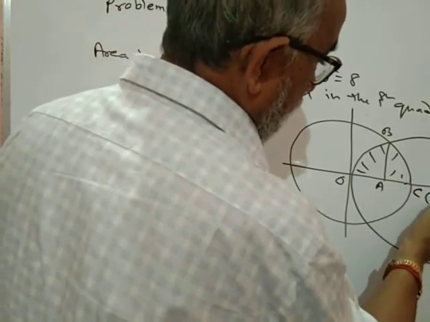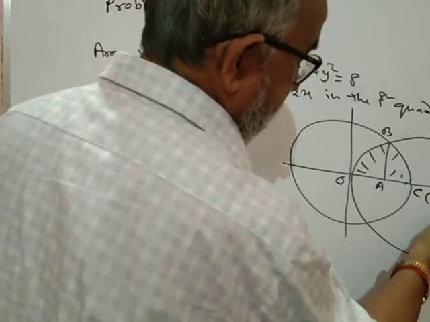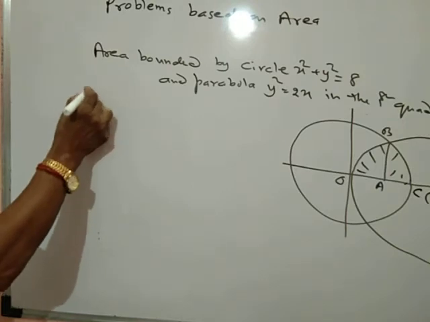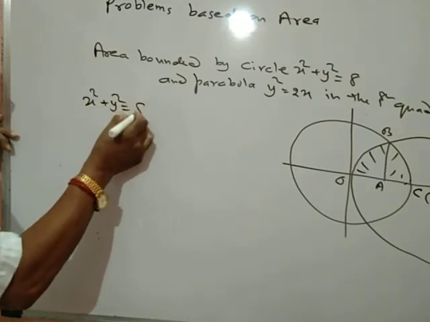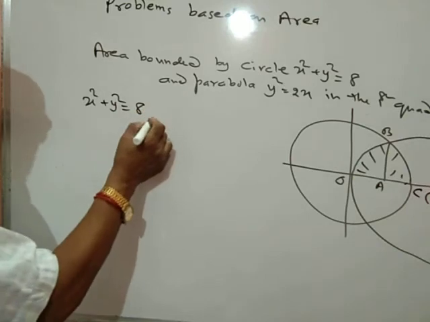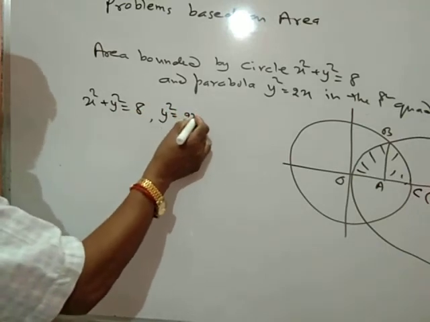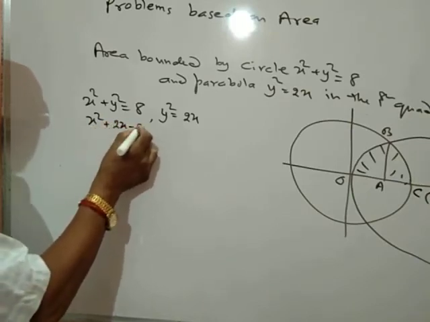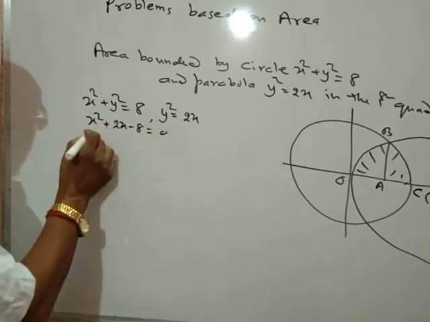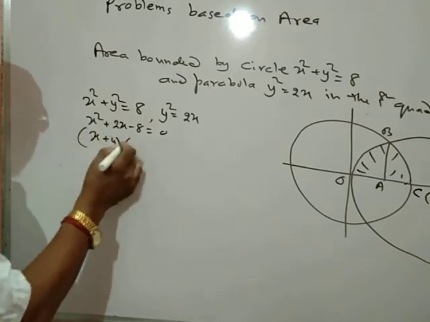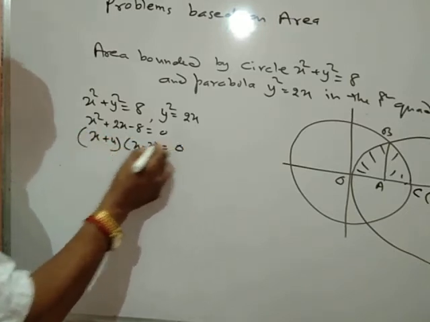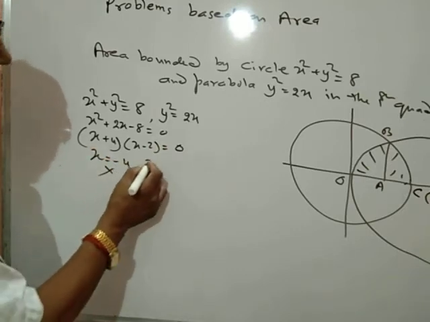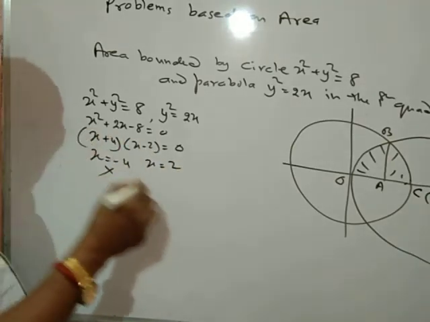So this is root 8, 0. We have to get the coordinate. So x square plus y square is equal to 8, and y square is equal to 2x. So x square plus 2x minus 8 is equal to 0. So x plus 4, x minus 2 is equal to 0. x is equal to minus 4, this is not possible. x is equal to 2.